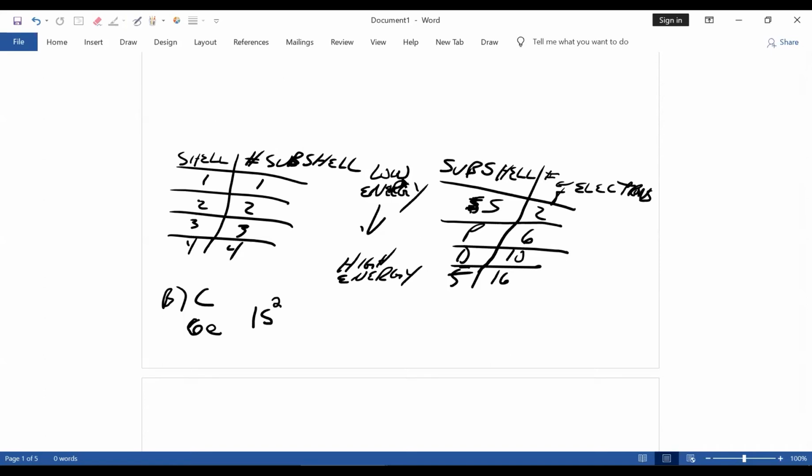Now, have I done all the electrons? No, I need 6. I've only done 2. How many subshells does shell 1 have? 1. And you can only put 2 electrons in 1s. We filled it up. So now we have to go to the next lowest energy shell, which is 2. And what's the first subshell in 2? And the answer is 2s.